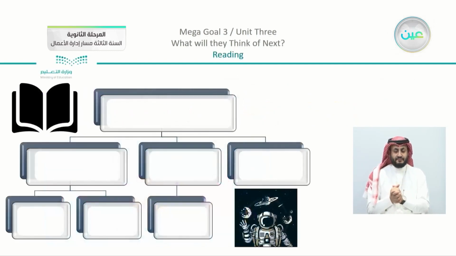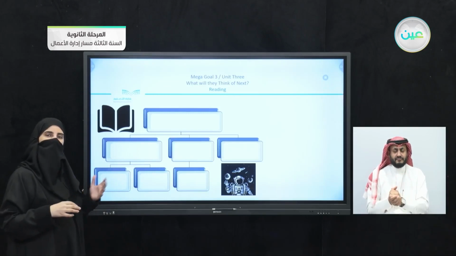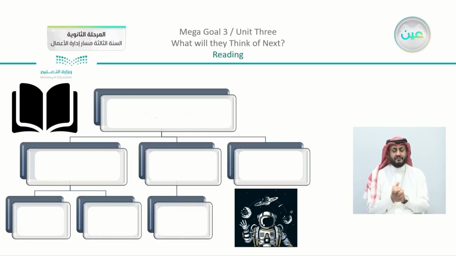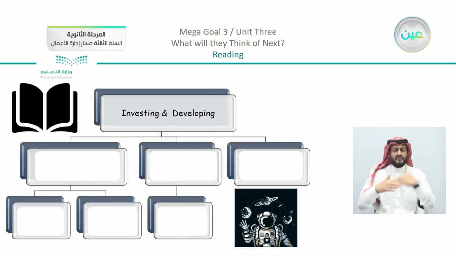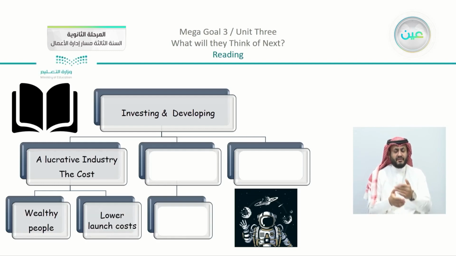Now we have reached the very end of our reading passage. Just to write here in a graph the details that we talked about. You can see that we have here, it is about investing and developing. Now they are thinking about plans and what they can do as businesses in space. This is divided into a lucrative industry or the cost, which is for wealthy people at the moment. And they are planning for lower launch costs.